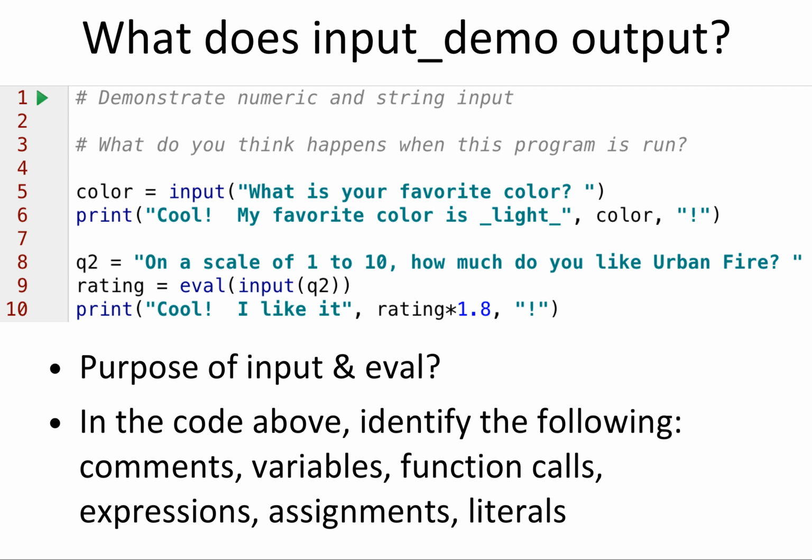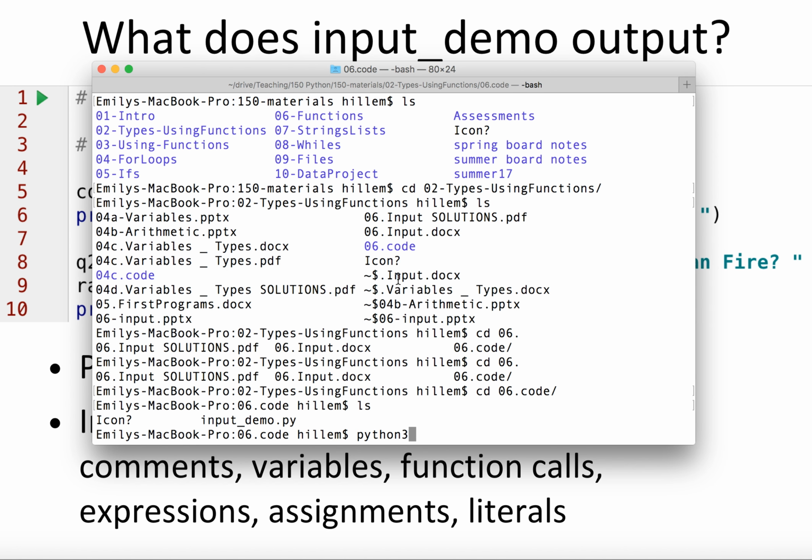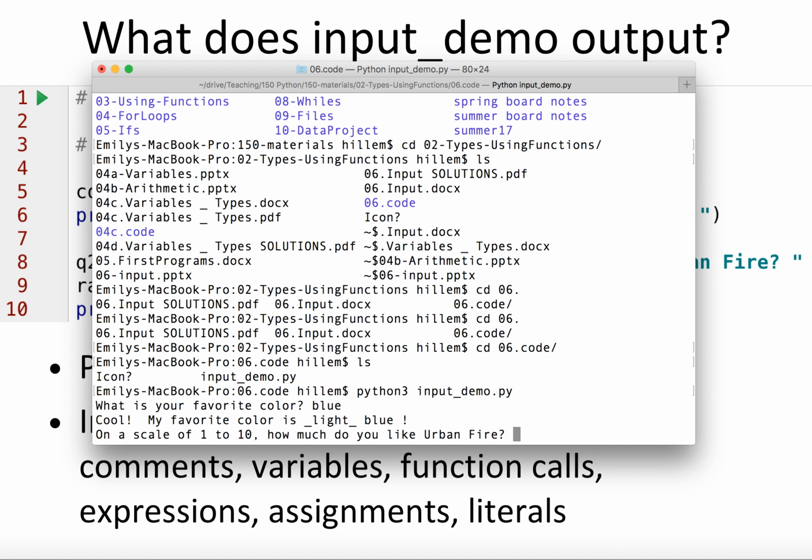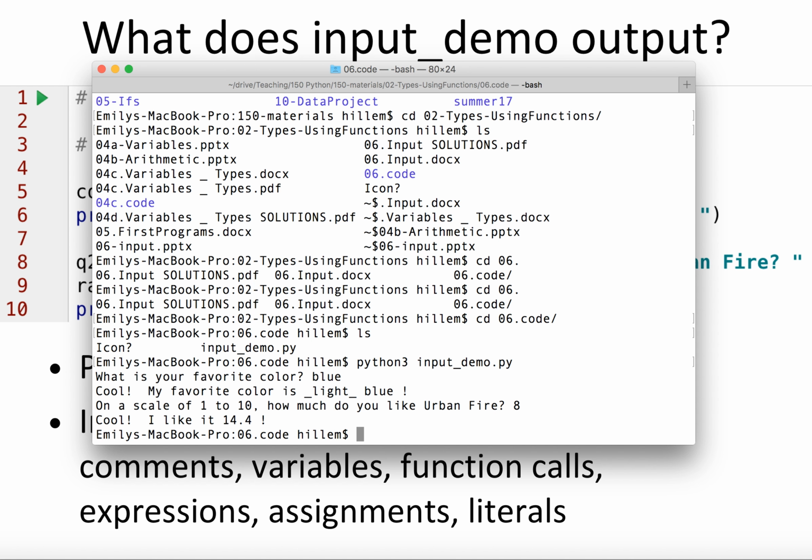So this is how we can make our time very efficient in terms of learning. Here's an example program. Let's take a look at how it runs. I'm going to run the program on the command line. You could also run the program in PyCharm. So what's my favorite color? Let's say blue. Ooh, cool. It outputs, my favorite color is light blue. And on a scale of 1 to 10, how much do I like Urban Fire? I'm going to say 8. Ooh, I like it 14.4.